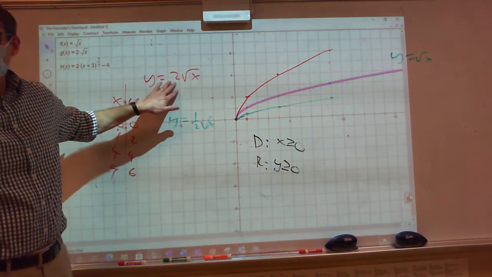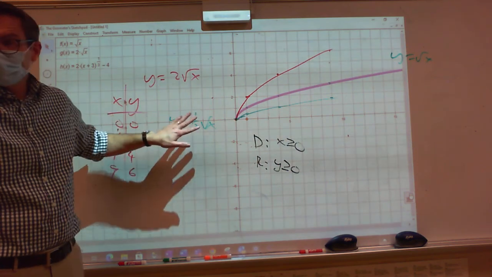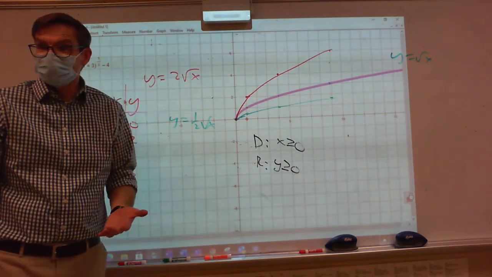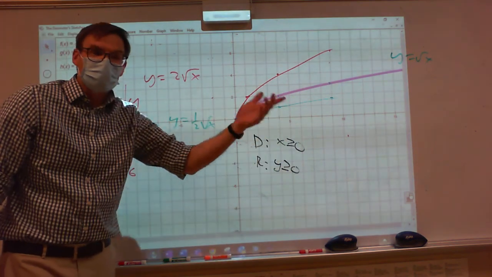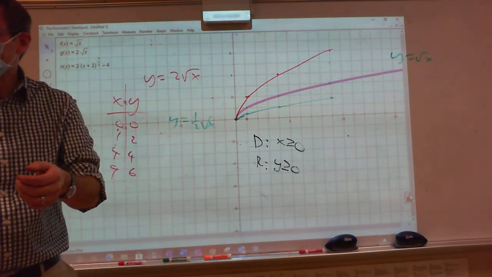So when you multiply, like when you put these numbers here, it doesn't change your domain or range. It changes the shape, but it doesn't change your domain or range. Does that make sense?